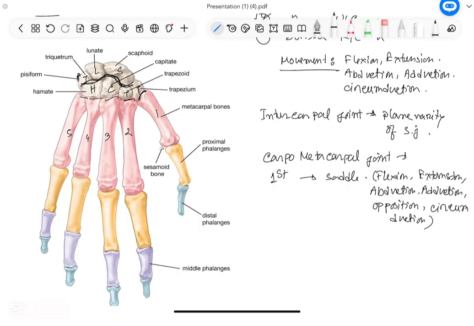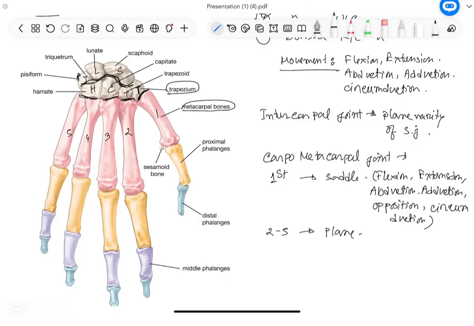Articular surface: we can understand the articular surface will be the trapezium and the base of the first metacarpal. Then the remaining, that means the 2nd to 5th carpometacarpal joints, are plane. Here the articular surfaces are the trapezoid with the second metacarpal base, the capitate with the third metacarpal base, then the hamate with the fourth and fifth metacarpal bases successively. These are the carpometacarpal joint related information.